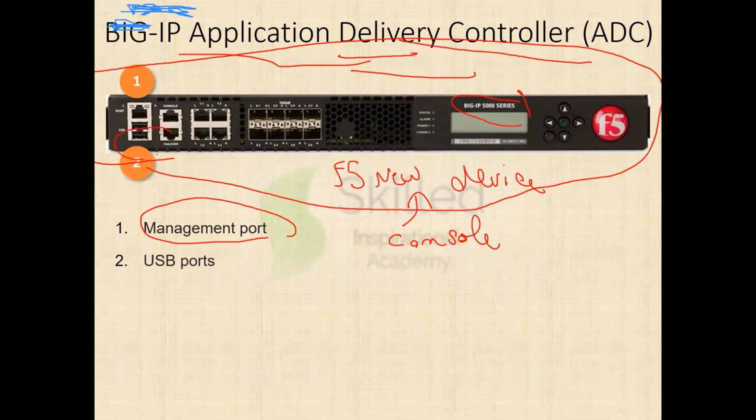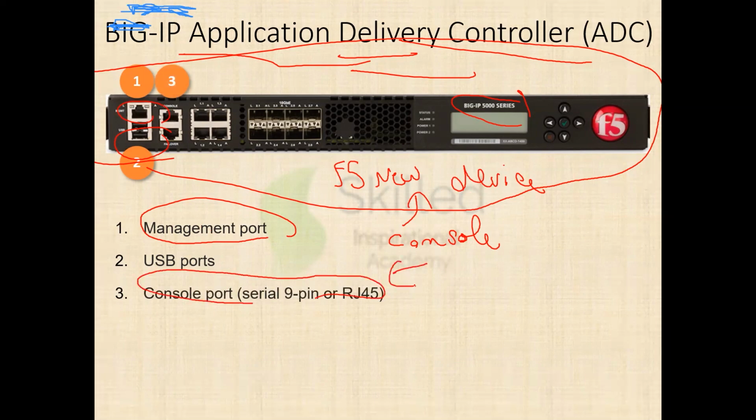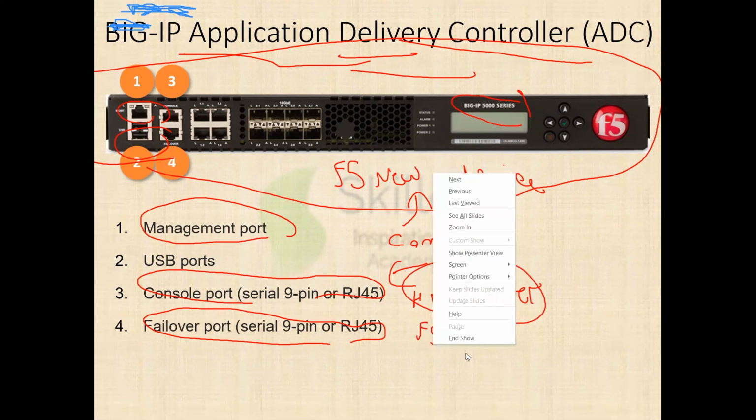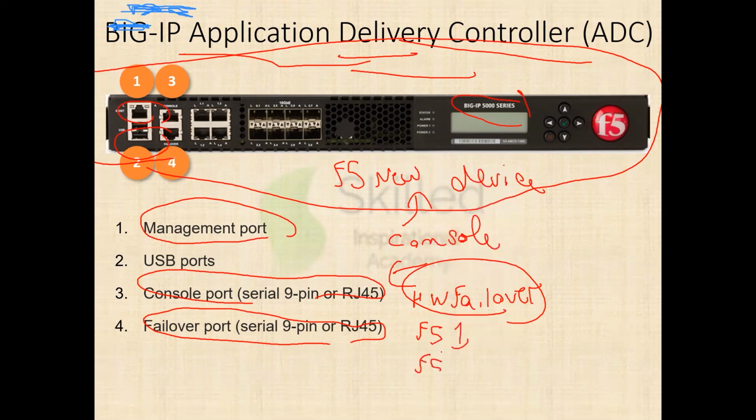After that, there is a USB port. There is one management port and a USB port. Then there is a console port where you will connect your laptop, either serial 9 or RJ45. Then there is a failover port. If you're using hardware failover, in that case you use this port, which is called the failover port. F5 will connect, like we have F51 and F52, both will connect with each other through the failover port, back to back.